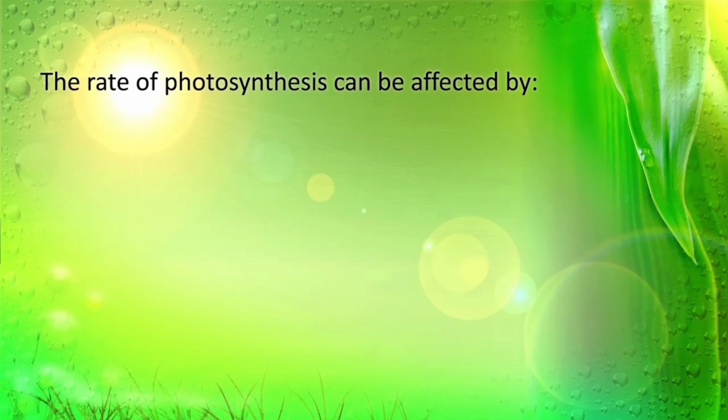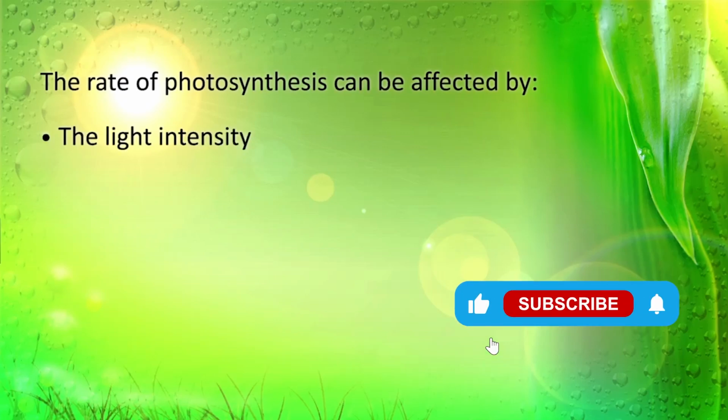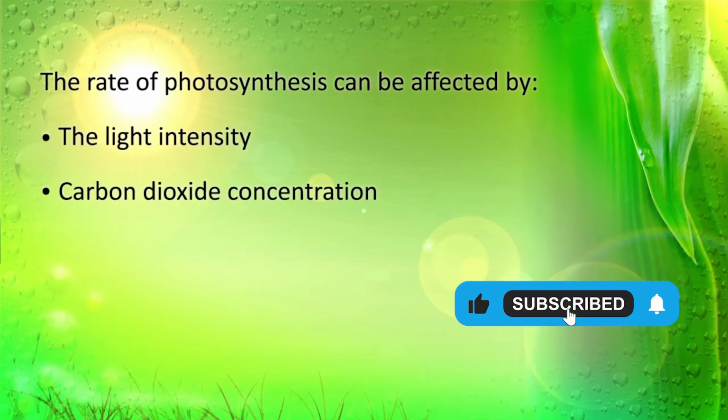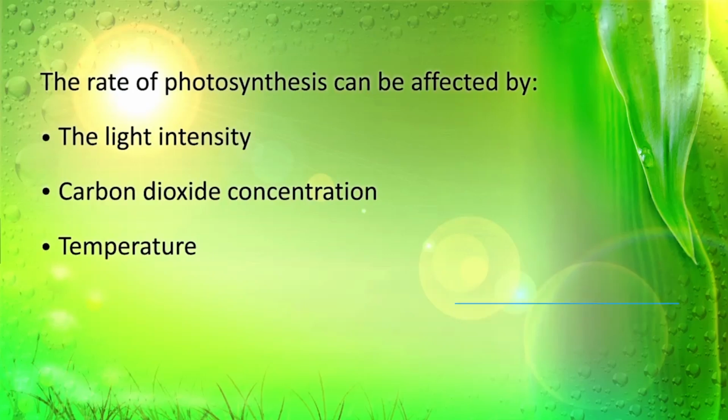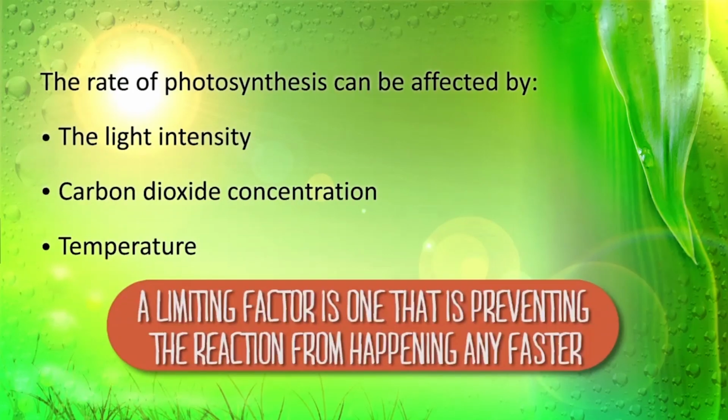The rate of photosynthesis can be affected by light intensity, the carbon dioxide concentration, and the temperature. They can all limit the rate of photosynthesis, and by this I mean that they can hold back photosynthesis, preventing it from happening any faster. The limiting factor at any given time usually depends on the environment.